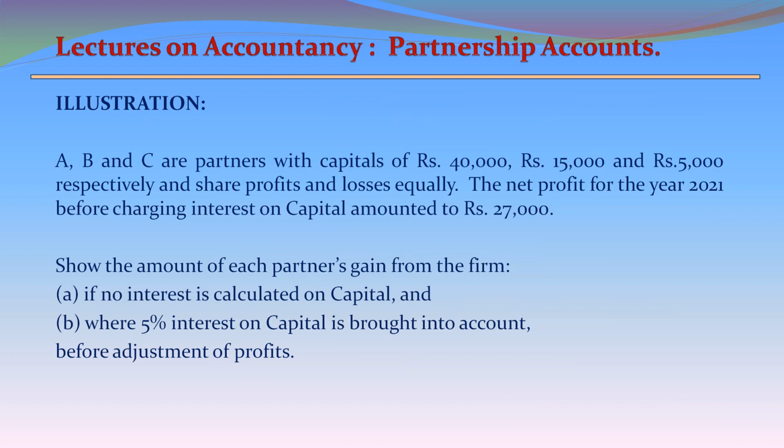Illustration. A, B and C are partners with capitals of rupees 40,000, rupees 15,000 and rupees 5,000 respectively and share profits and losses equally. The net profit for the year 2021 before charging interest on capital amounted to rupees 27,000. Show the amount of each partner's gain from the firm if (A) no interest is calculated on capital and (B) where 5% interest on capital is brought into account before adjustment of profits.